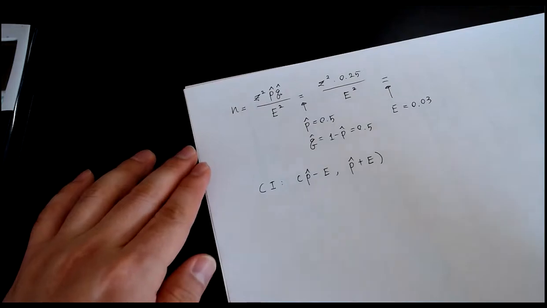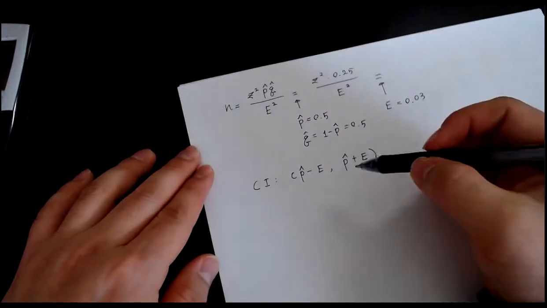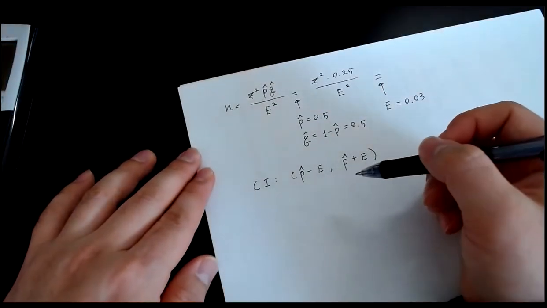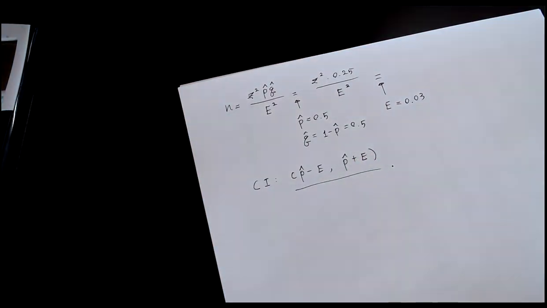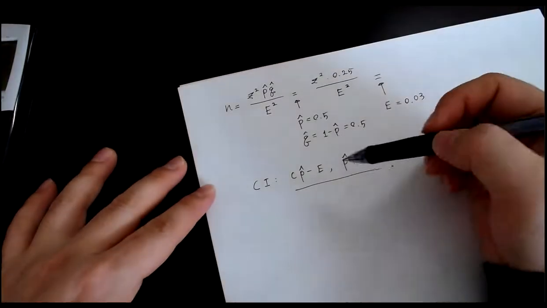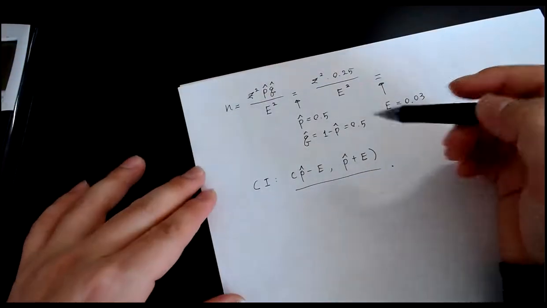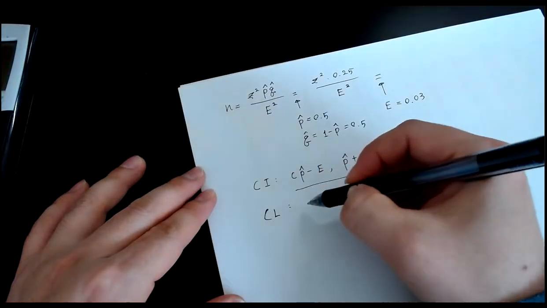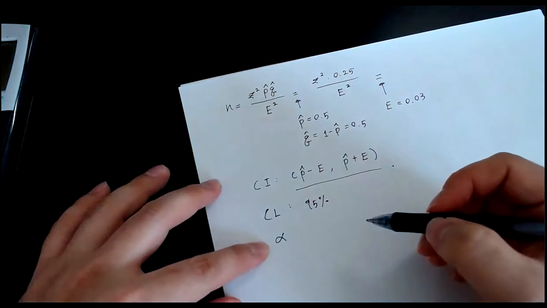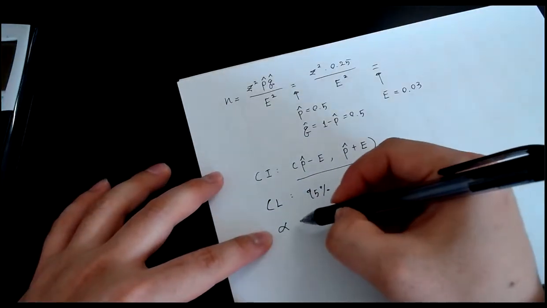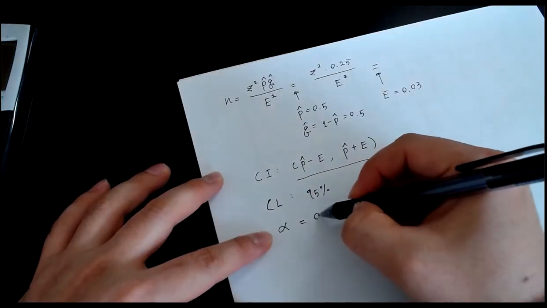It means that there is a 95% chance that the population proportion belongs to that interval. That's the meaning of a confidence interval with the confidence level here. The confidence level is 95%, right? So it means that alpha is going to be 1 minus 0.95, which is 0.05.